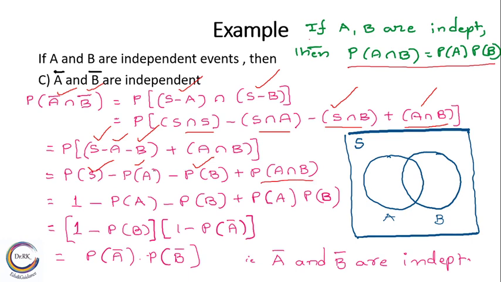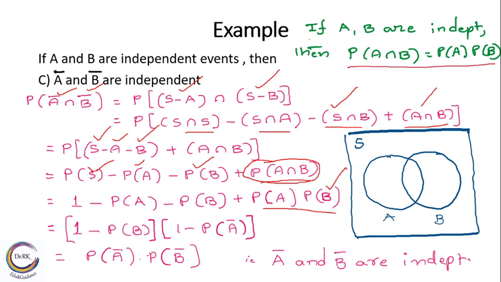Next, P of S. If we recall the axiom, the probability of the sample space, P of S, is 1, minus P of A minus P of B. Here A, B are independent events. If A, B are independent events, we write P of A into P of B.